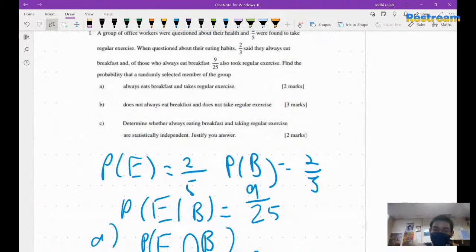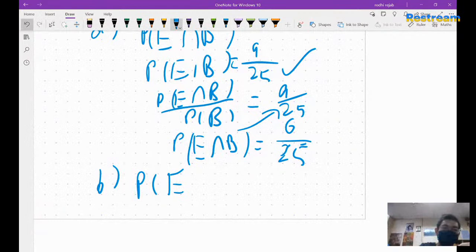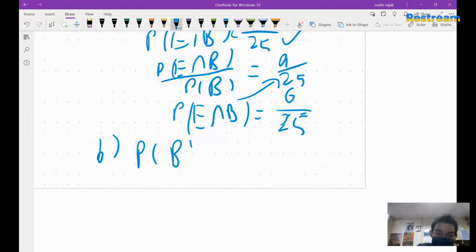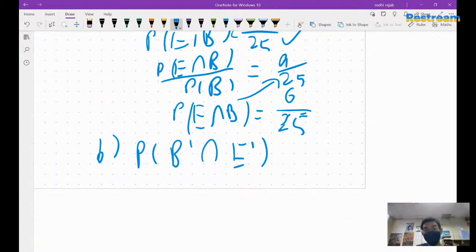In this case, we want to find does not eat breakfast and does not do exercises. By the way, E intersect B is the same as B intersect E, so I'm not writing it the right way or the wrong way. It's all the same, so I'll just follow the question. Question says does not eat breakfast, so I'll do breakfast first: B prime intersect E prime. B prime is the opposite of breakfast, meaning does not eat breakfast, and E prime is the opposite of exercise, meaning does not do exercises.